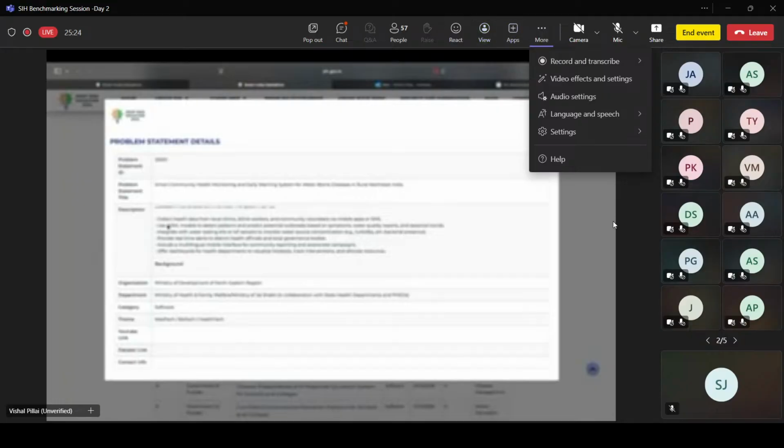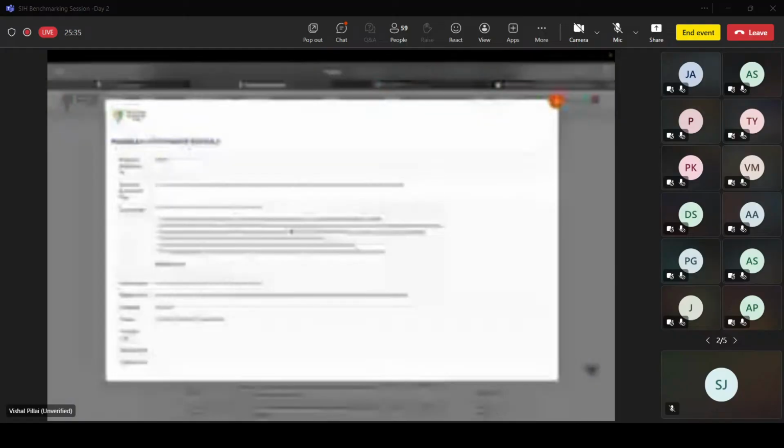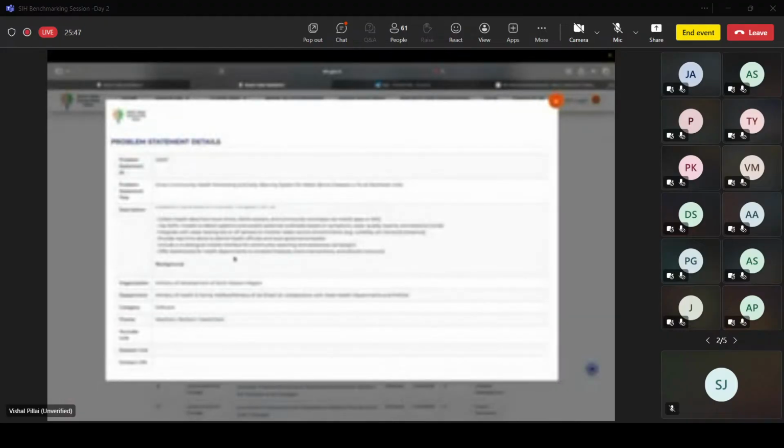What are they using? Look at this problem statement. You are able to see: use AI ML models to detect patterns. So everything is very clear. Predict potential outbreaks based on symptoms, water quality reports, and seasonal trends. Now, it is very important that you understand what is being asked over here.